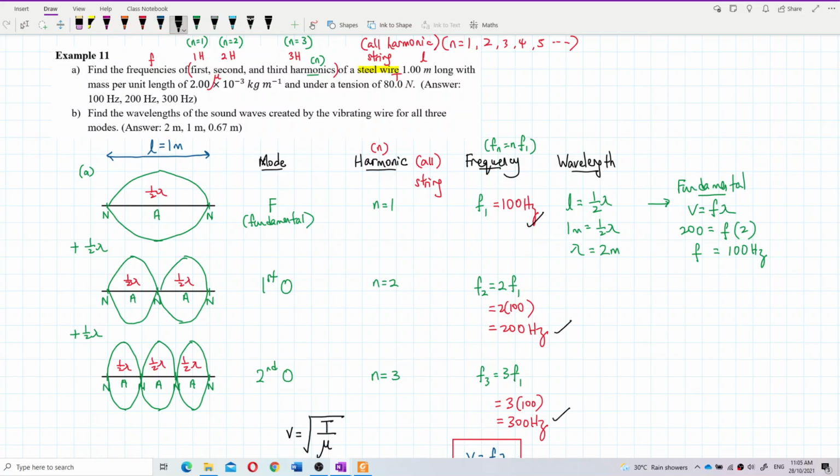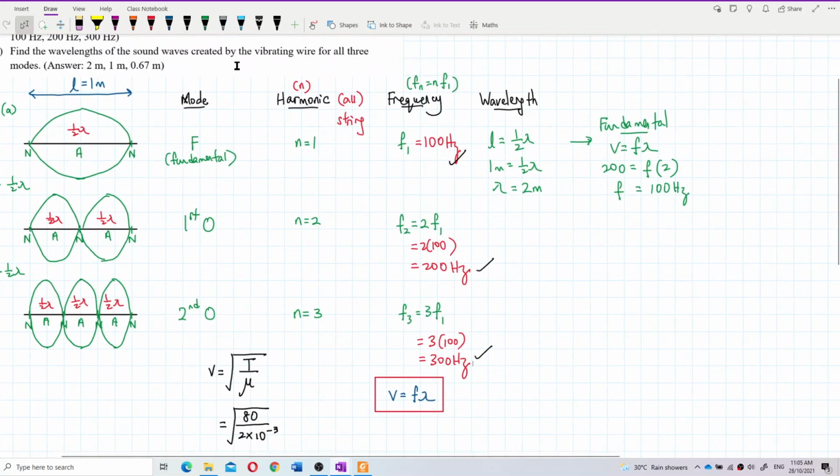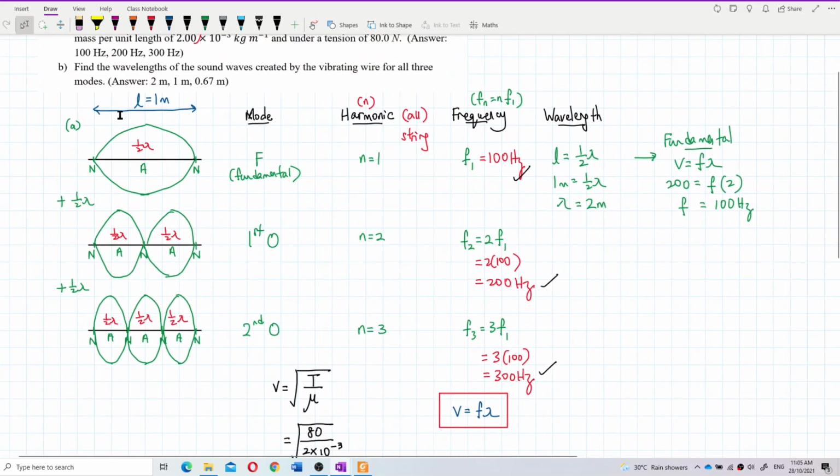Okay, that's correct. Of course, you can find the wavelength also if you want. The wavelength is the same for all? Actually, no, the wavelength is different. Only the length of string is the same. So for the second one, this length is already 2 times the half wavelength.